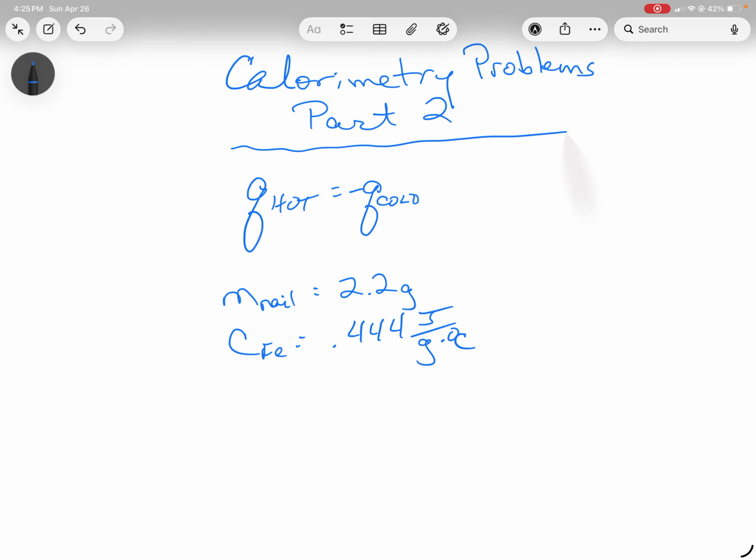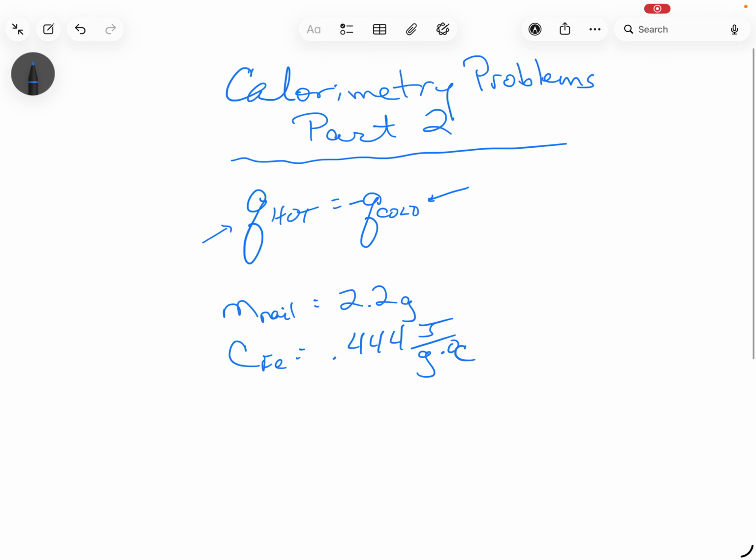For this video, I want to talk about the second kind of calorimetry problem that you could run into, and that is when the heat that is given off of something that is hot is absorbed by something cold. So we're assuming all of the heat lost by whatever the hot thing is is absorbed by whatever the cold thing is. They have equal magnitudes and opposite signs, and we're assuming no heat is lost to the surroundings.